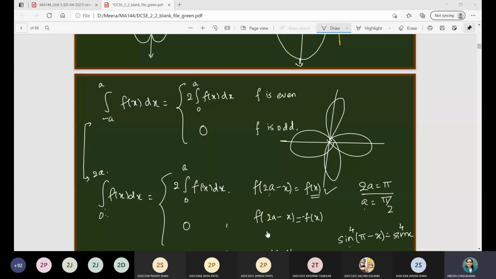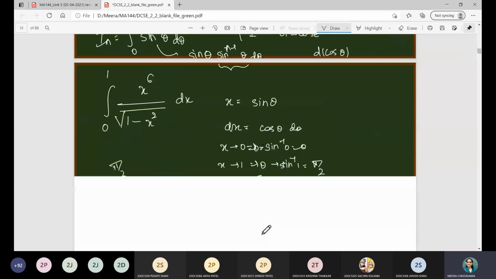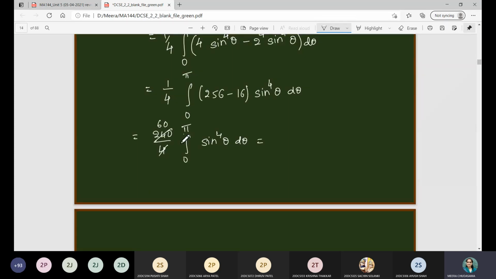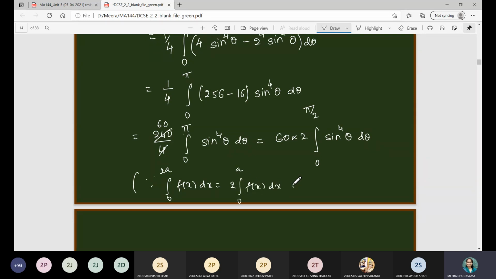Very good. If anyone has any doubt regarding this one, they can ask me. So I will write here: 60 into 2 times 0 to pi by 2 sine raised to 4 theta d theta. If you want to write down the reason, you can write this is the same as 2 times 0 to a f of x dx if f of 2a minus x is the same as f of x. So this is the formula we are using. So now this is 120.